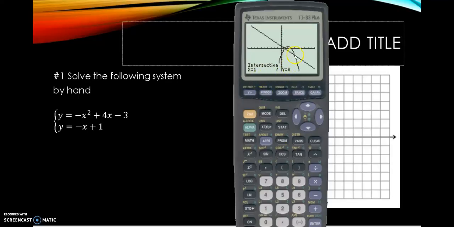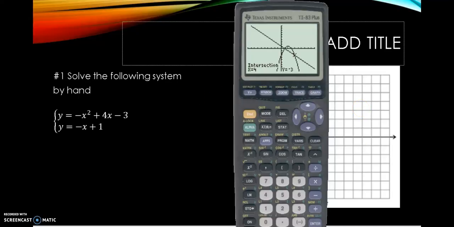Well, then we want to find the other intersection point. And so I'm going to do the same thing. I'm going to go to second trace. I'm going to scroll down to intersect. Except this time I want that cursor to be on the other intersection point. So right now it's on the first curve. Now it's on the second curve. I don't want to guess. I'm just going to click enter. And 4, negative 3 is our second solution for this system. So that's doing the same thing that we did by hand on a graphing calculator.